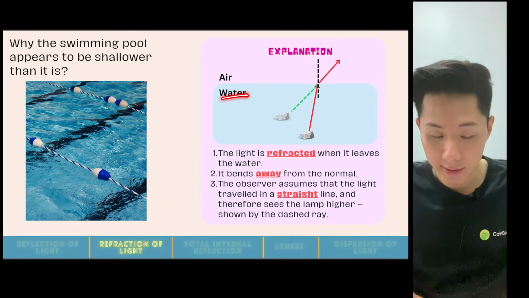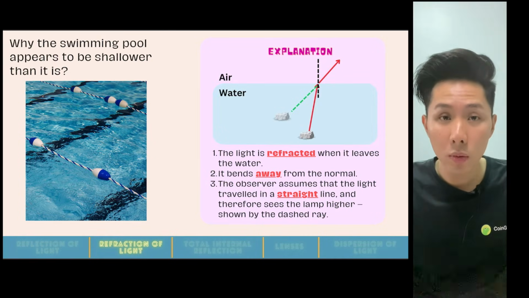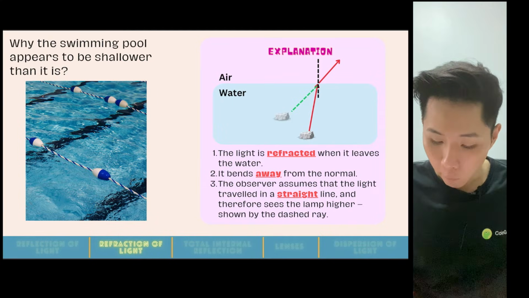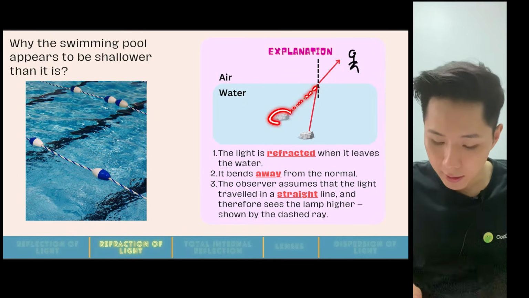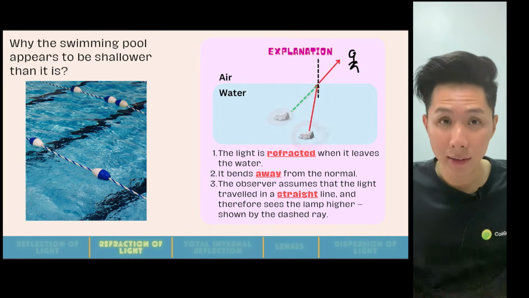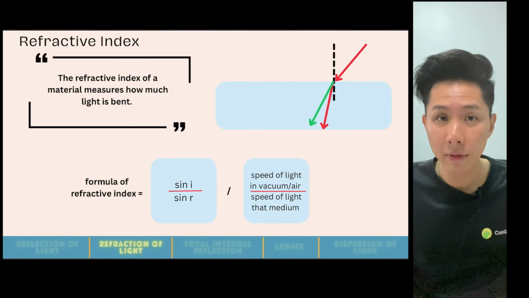Water is a denser medium, therefore the light ray will travel away from the medium and it bends away from the normal. Because humans have evolved to see everything as traveling in a straight line, what we see here is the extension of this refracted ray. So that's the rock that we see, but in reality, this is where the rock is located. So that's all about refraction.